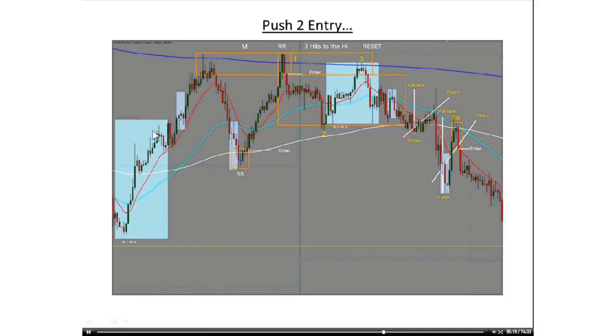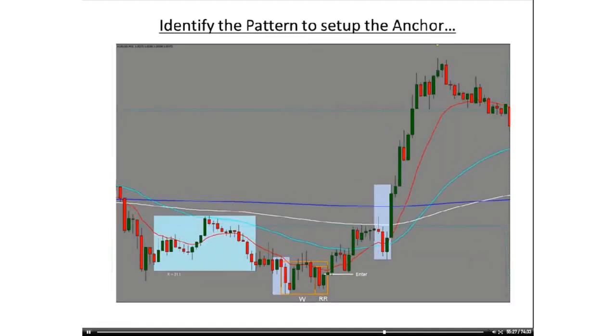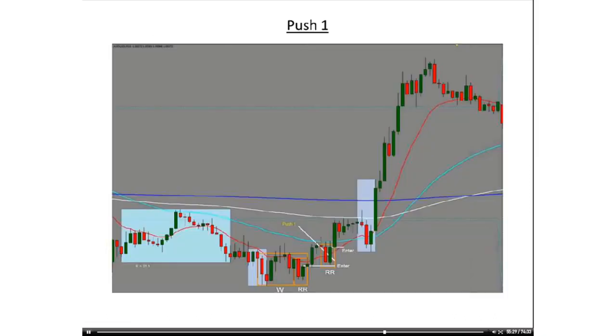Sometimes when price accelerates and they pull back, they'll bounce off the 13. So the way they bounce is they normally bounce off the 200 first, then the 50, then the 13. That's what they normally do.